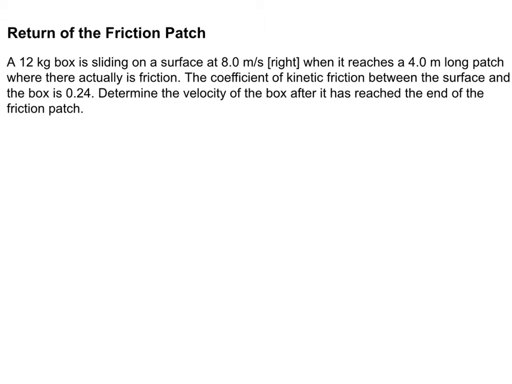So we'll revisit this friction patch example, but this time with more knowledge about friction, so the problem changes a little bit slightly. So we'll have our mass, our starting velocity. We'll have a displacement, or that's how long the friction patch is. And now we're given the coefficient of kinetic friction. We have to determine the velocity of the box after it has reached the end of the friction patch.